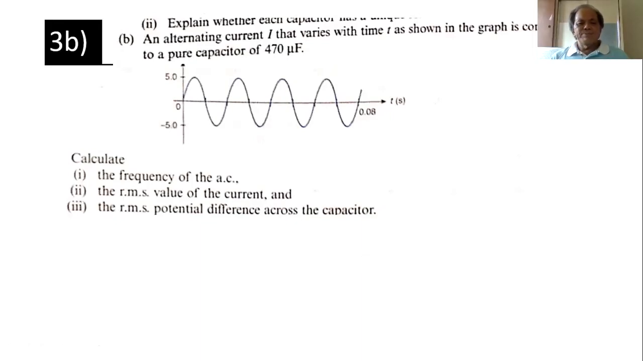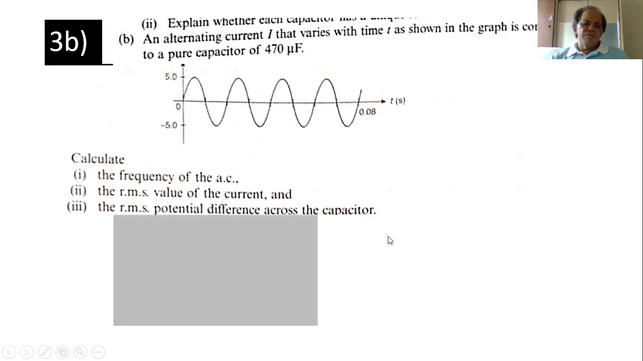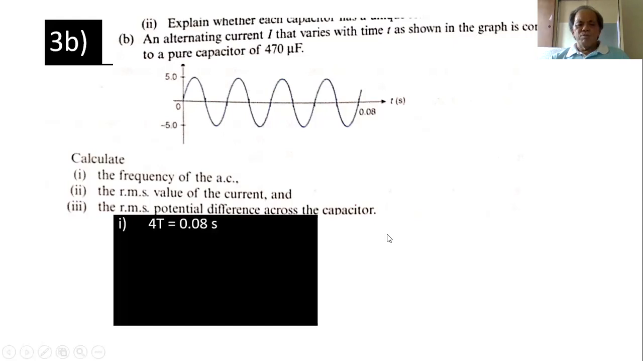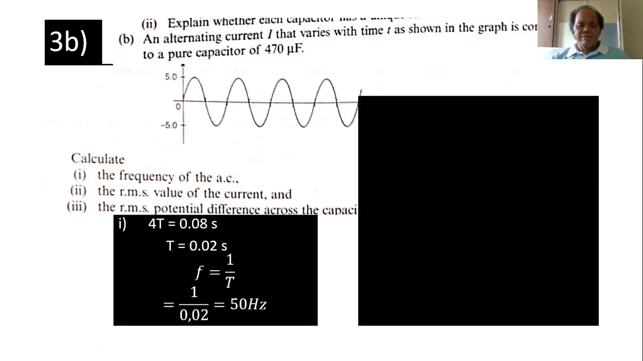Calculate the period first. Can? What's the answer then? There's 1 period, 2 periods, 3 periods, 4 periods. So 4T equals 0.8. Calculate your T. Divided by 4 is 0.2 seconds. Frequency is 1 over T. Calculate it out.